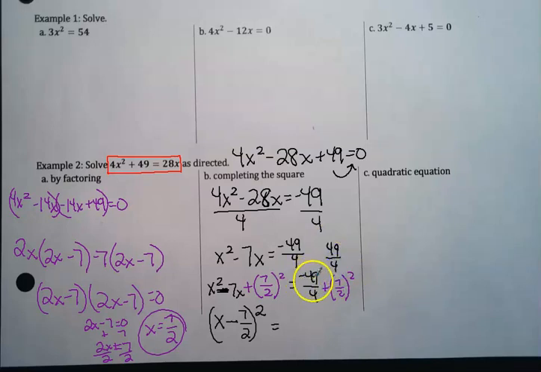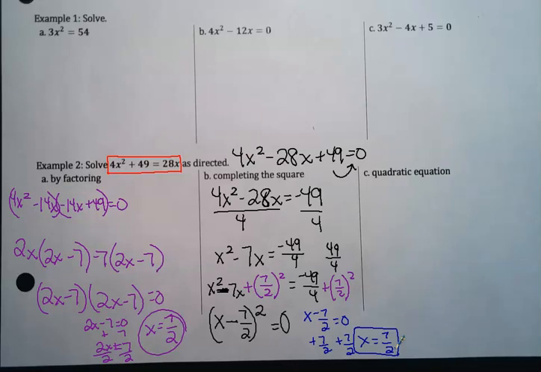So, oh, check that out. Negative 49 fourths plus 49 fourths is actually 0. That makes it nicer. Doesn't happen very often. Okay, so now we need to set one of these equal to 0. So x minus 7 over 2 equals 0. So we can just add 7 over 2. And we get x equals 7 halves. Just like we got on A.